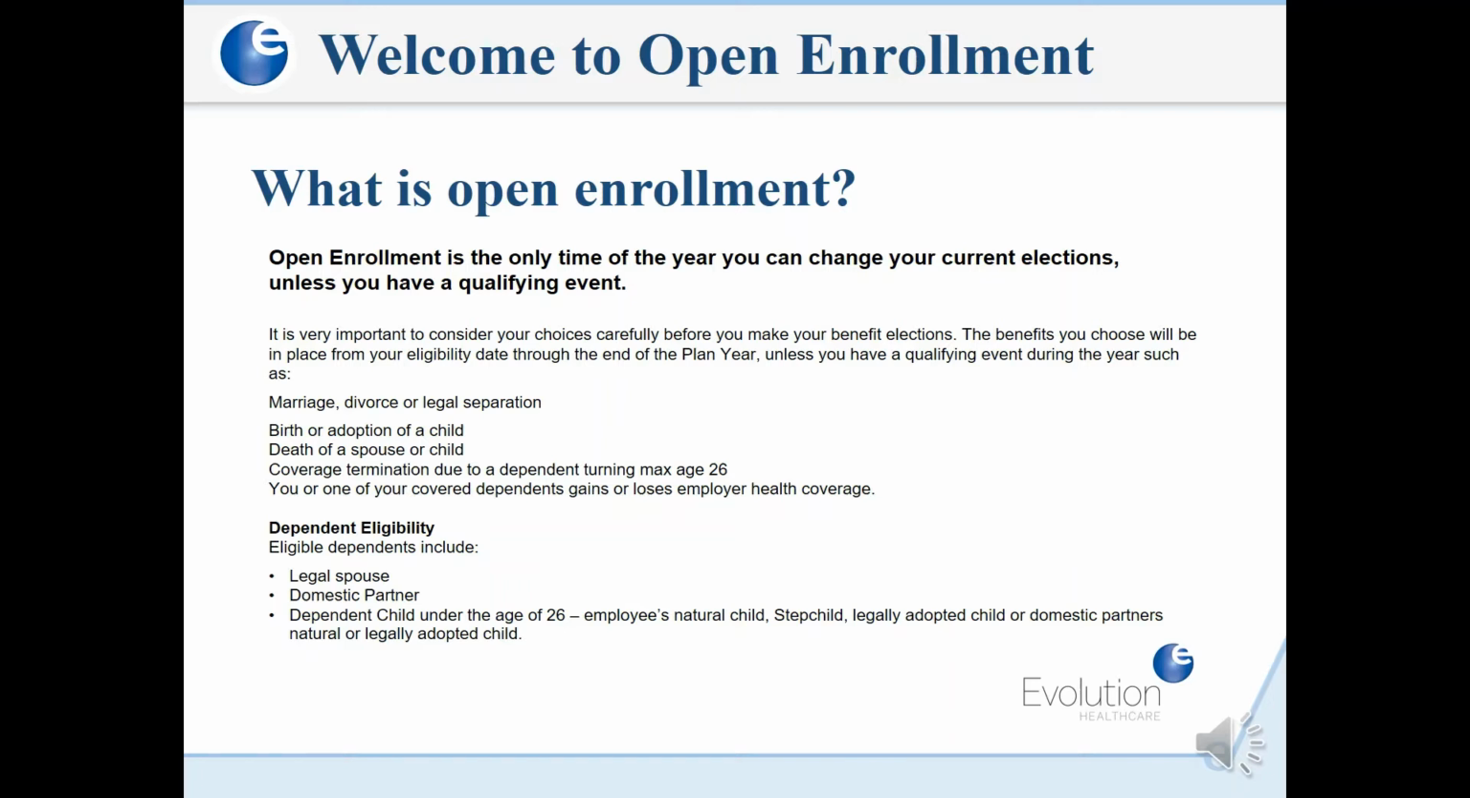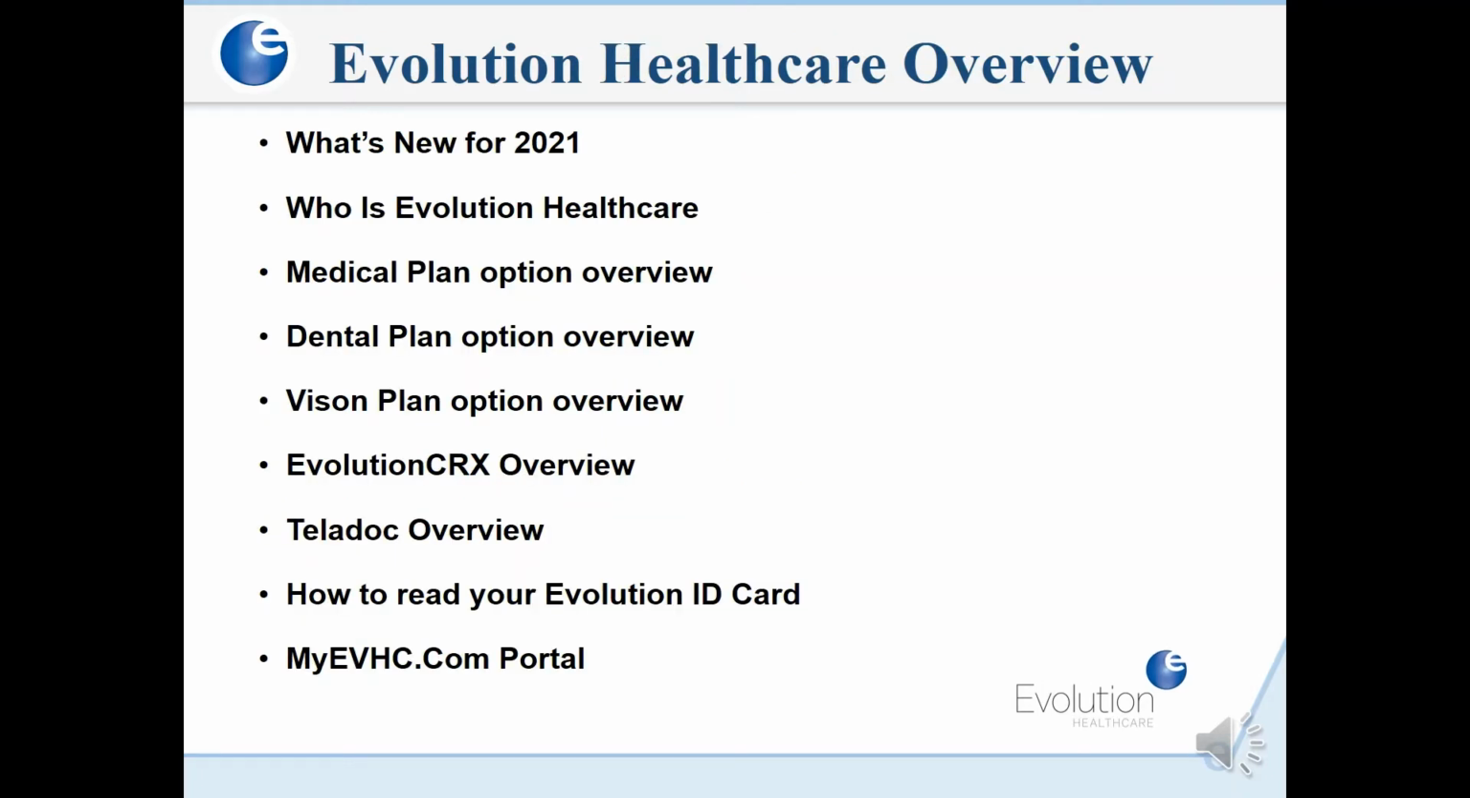Qualifying events consist of marriage, divorce, birth or adoption of a child, death of a spouse or a child, or if your dependent on your plan is turning 26 and falling off due to the age limit requirements. Outside of that, you would not be able to make any plan, benefit, or tier election changes unless it was during open enrollment. This overview is going to provide you with information for what's new for 2021.